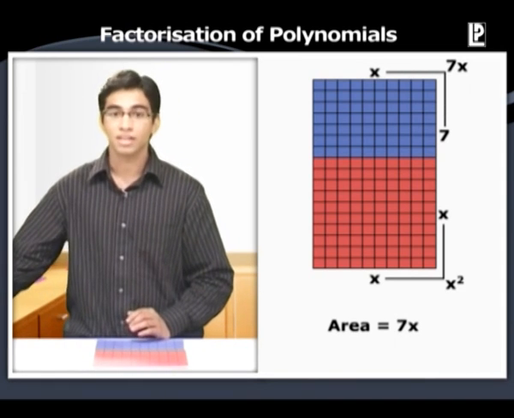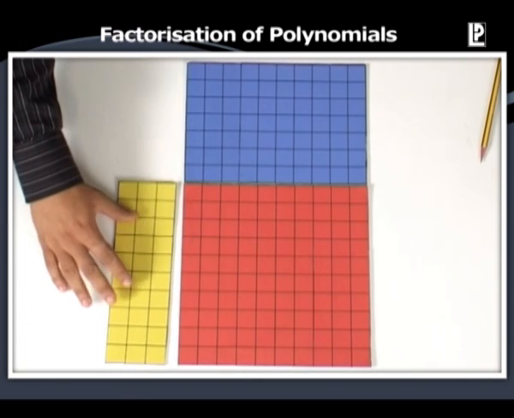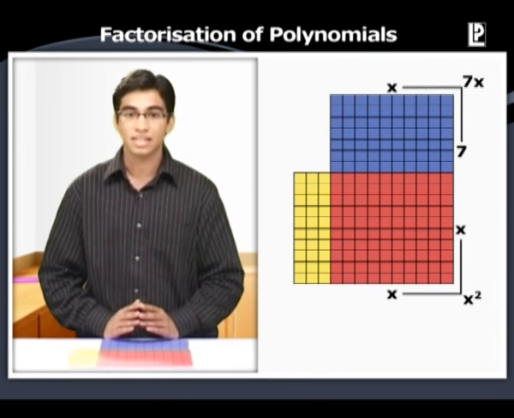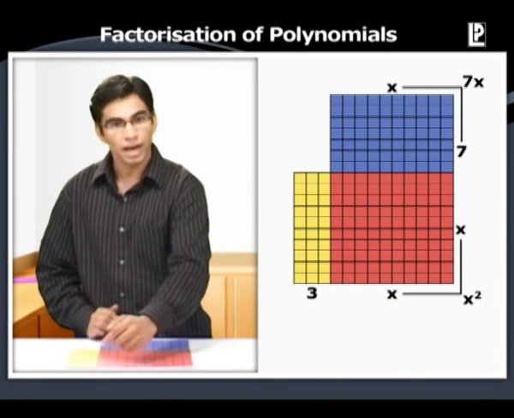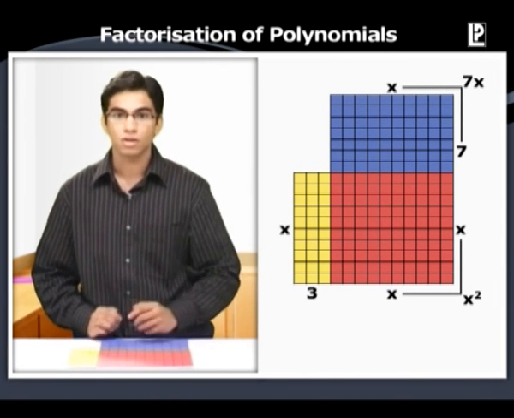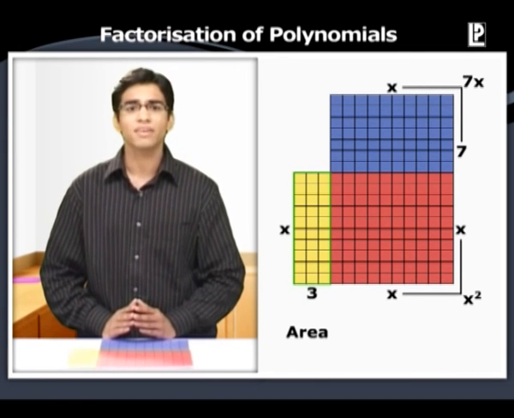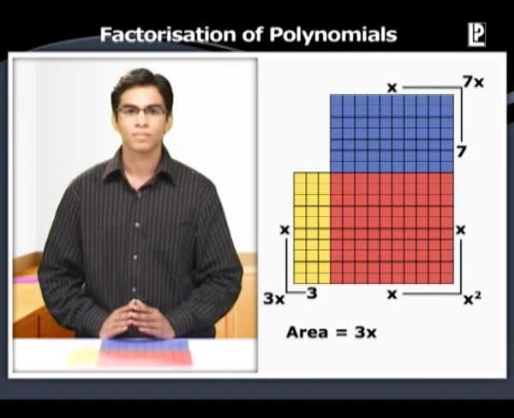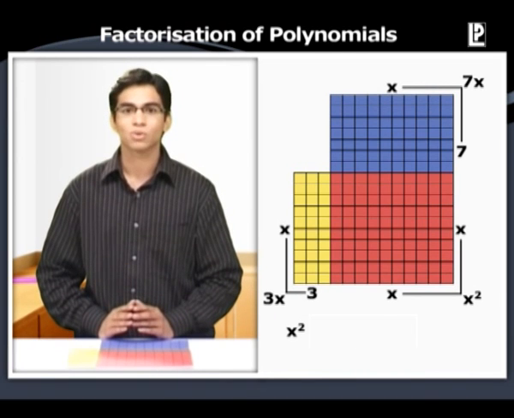I have here a yellow rectangular grid. Let's place it next to the red grid. This grid has length equal to 3 squares and breadth equal to 10 squares or x. The area of this rectangular grid would then be 3x. What do we get when we add the areas of these three grids? Yes, it's x square plus 7x plus 3x.